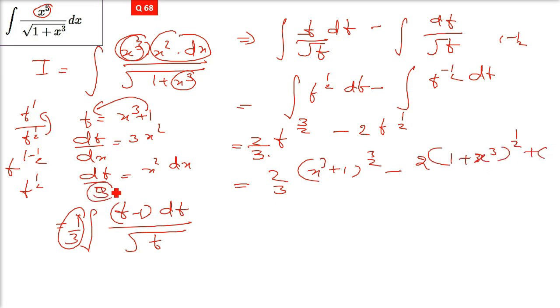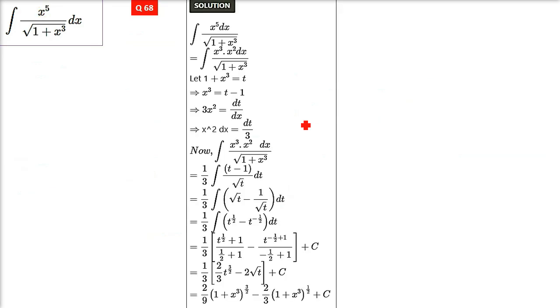Now I told you that 1 by 3 we will be dealing with later. So 3 will be multiplied. So 2 by 9 and 2 by 3 will be formed and multiplied by c by 3. So that will be a constant only. So this is how we are going to approach this question, and this is the way you can solve it.